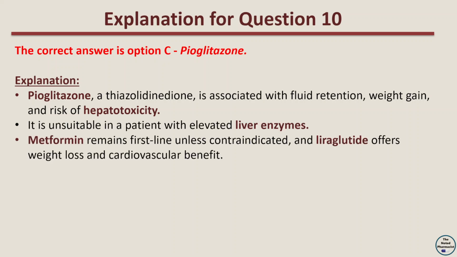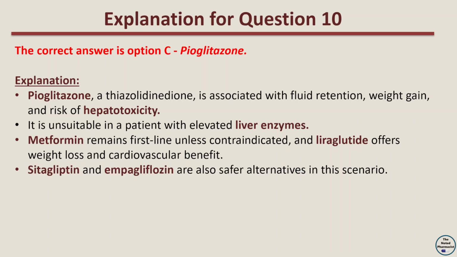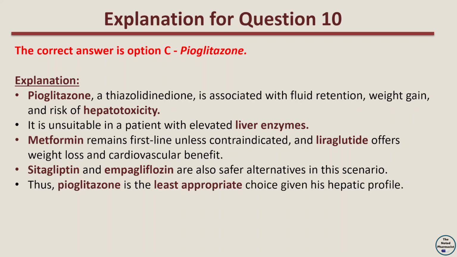Metformin remains first-line unless contraindicated, and liraglutide offers weight loss and cardiovascular benefit. Sitagliptin and empagliflozin are also safer alternatives in this scenario. Thus, pioglitazone is the least appropriate choice given his hepatic profile.